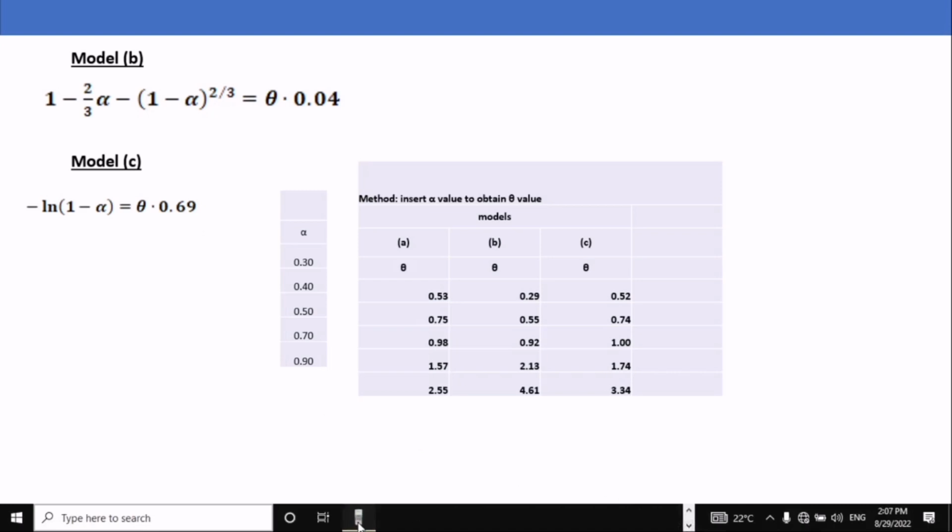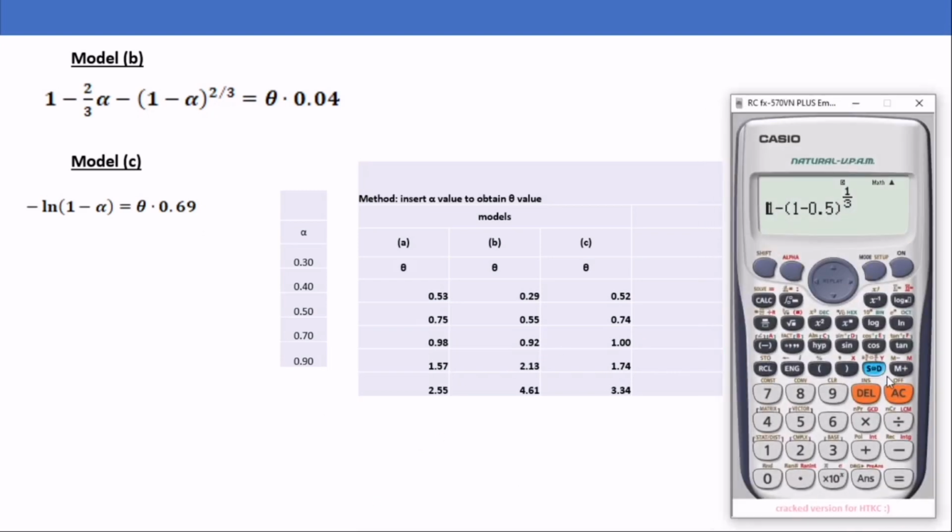Let's use the third model. For the third model, what I'm trying to tell you is that... okay, let's use the first model rather. So let me go here. You have this as the first. So let's use model C.